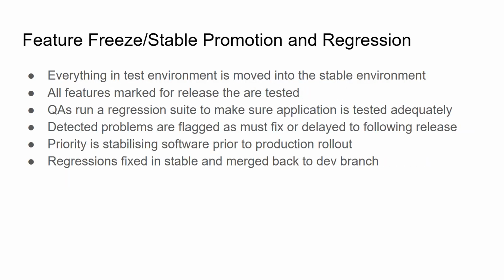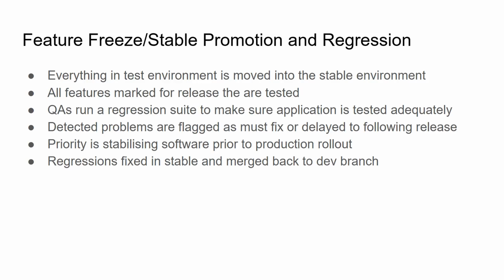On feature freeze and stable promotion, all of the features go from the test environment to the UAT environment. All features marked for the release begin verification, and if they haven't been tested yet, they are now. And then if we detect any problems in the stable environment, we fix them with a priority. The QAs run a regression to make sure that we haven't introduced any other problems. And really, during this time, we prioritize stabilizing the software so that we know that it's good enough to go out to production.